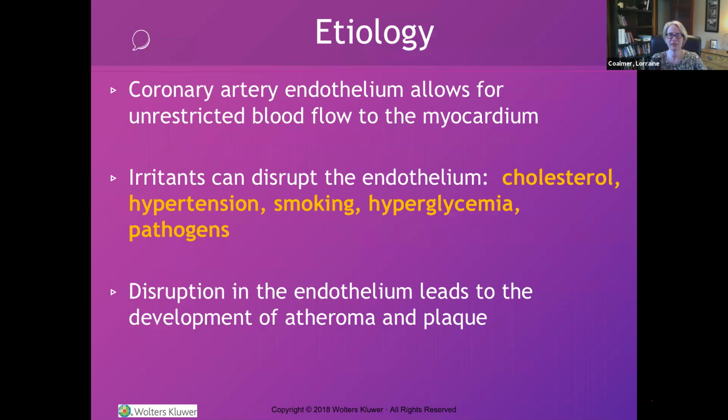Coronary artery endothelium allows for unrestricted blood flow to the myocardium. Irritants that can disrupt it: cholesterol, hypertension, smoking causes vasoconstriction. Blood sugar, if uncontrolled, can change the vessel. It can damage the vessels. And then pathogens such as bacterial infections, viral infections like COVID. Then disruption of that endothelium leads to development of an atheroma, little tumor, fatty tumor, and plaque. And then that's where you get the blockage in the vessel.